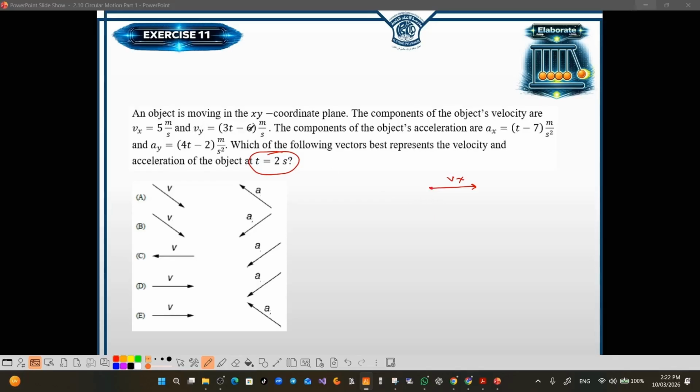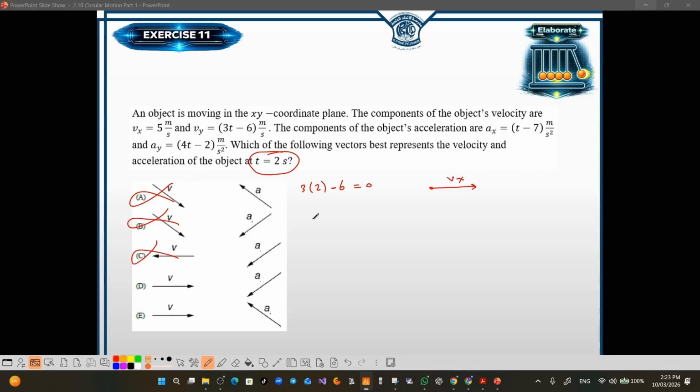The Vy is equal to 3t minus 6, so 3 times 2 minus 6 is equal to 0. So the V will be directed to the right because there is no Vy component, which means the V itself is to the right. So it's not down, not left. It can be D or E. What will determine the correct answer is the acceleration.